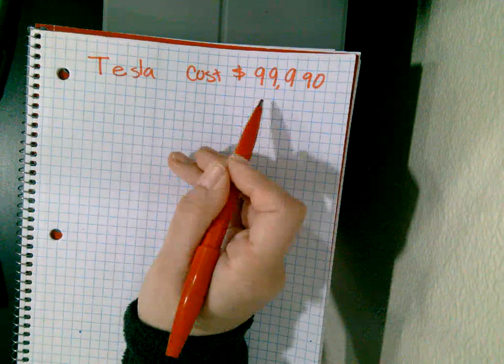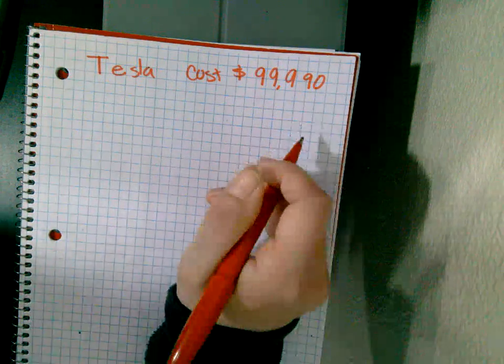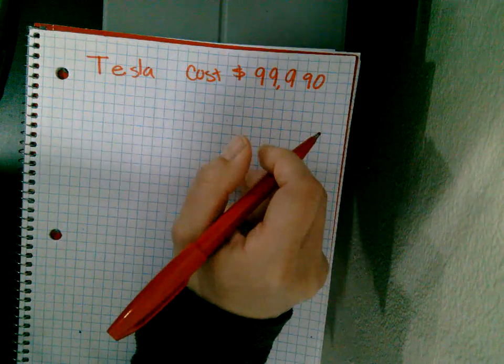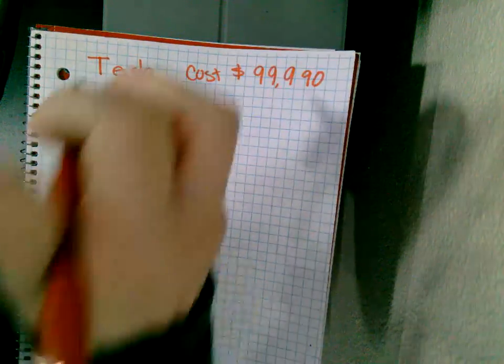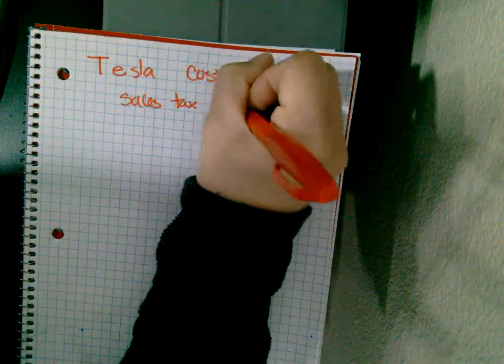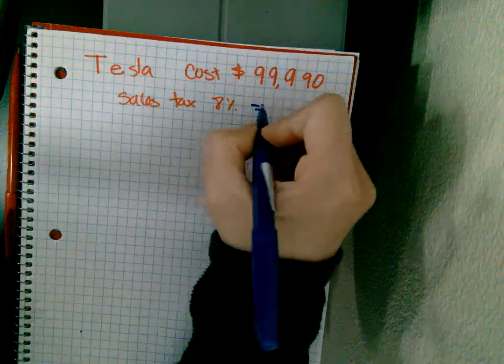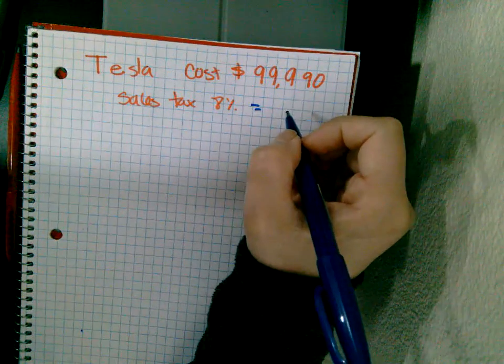Okay, the Tesla costs $99,990. Now, let's say there's a Tesla dealership in Newport Beach. So then the sales tax is about 8% in Newport Beach. It's a little less. All right, first things first is how do you write 8% as a decimal?